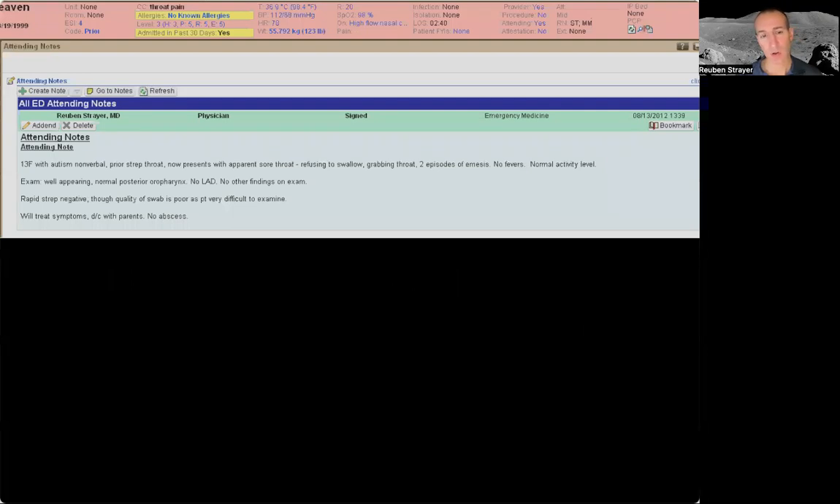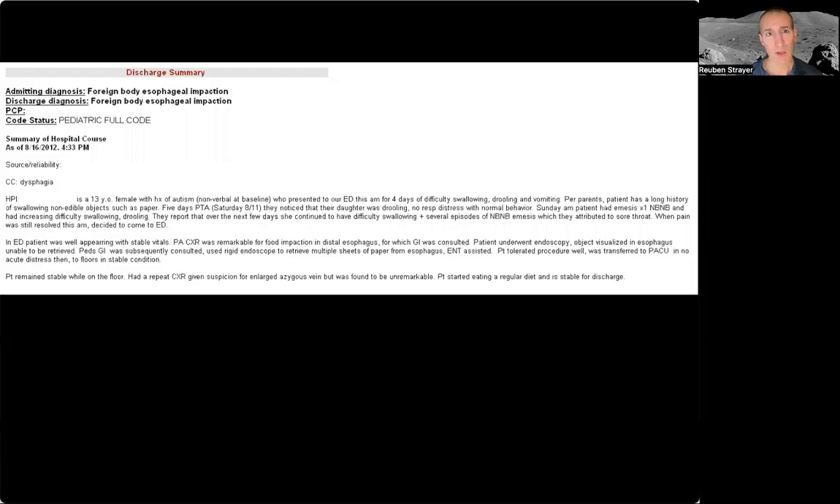Here's a case I saw a long time ago, a 13-year-old nonverbal autistic female with what I called an apparent sore throat, refusing to swallow, grabbing the throat. Two episodes of emesis, no fevers, exam normal. We did a rapid strep test that was negative. Isn't that great? Rapid strep negative. So reassuring. She was discharged. She returned a few days later, had many sheets of paper in her esophagus that required 3 specialist teams to remove.